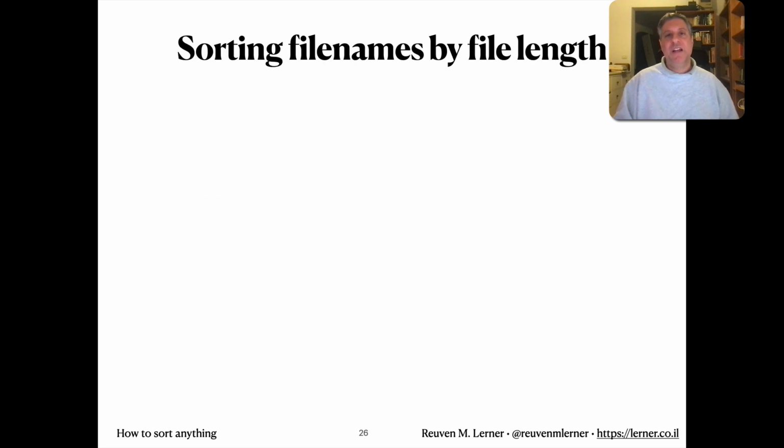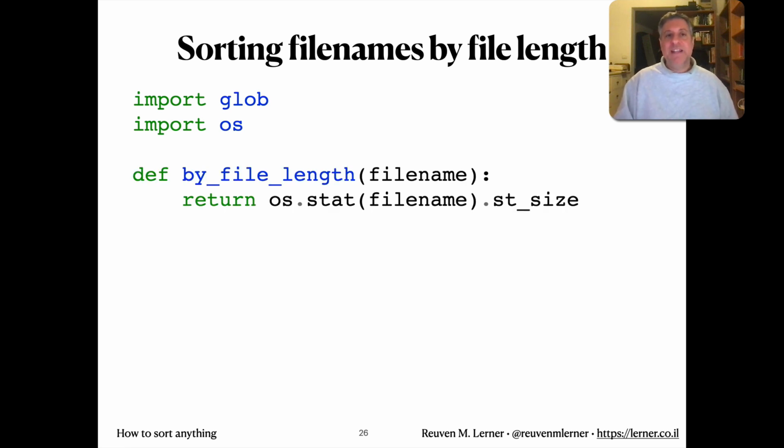Fantastic. What if we want to do something even more interesting? I want to sort file names by file length. So I'm going to have a bunch of file names, and I don't want to sort them by the file names. I want to sort them by the length of the files. Well, I'm going to import some modules: glob, which I really enjoy because it allows me to find patterns of file names, and os, which is also useful. And def by_file_length of filename. What I'm going to do is just run os.stat on that file name and get st_size, the size of the file. So given a file name, I will get the file size. And then I can sort by it.